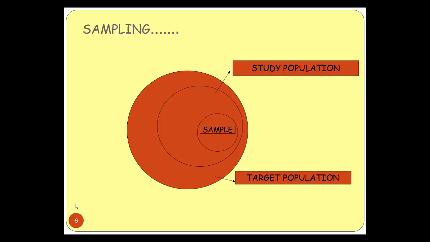This is a visual that I like to use where you think about the target population is the whole group, and the study population is a smaller representation of that group that hopefully you can generalize to, and a sample is going to be a component of that study population.